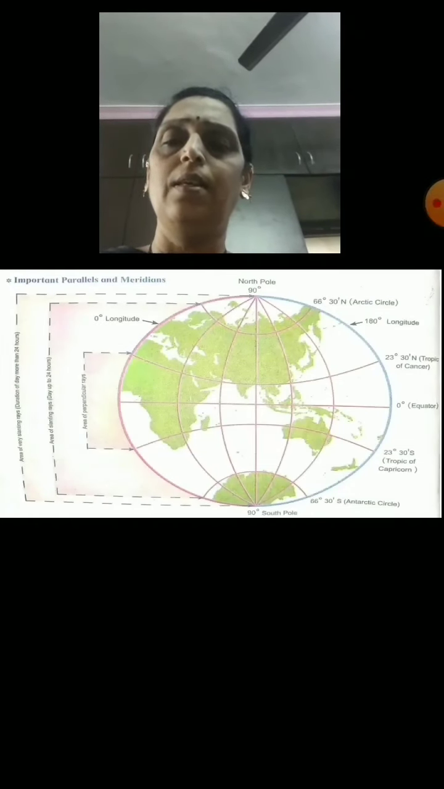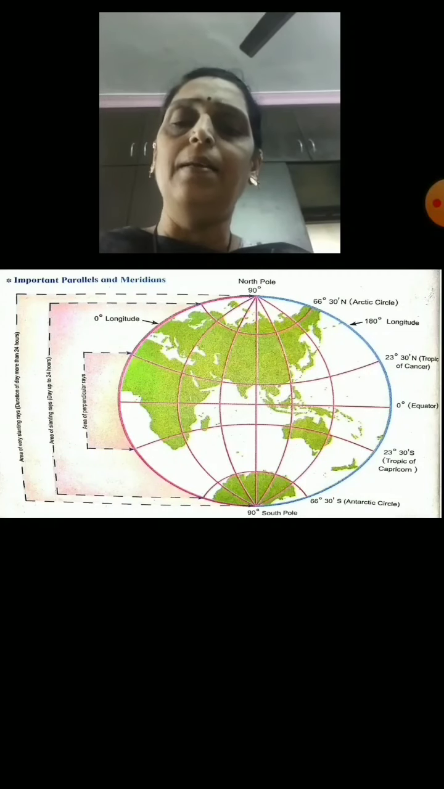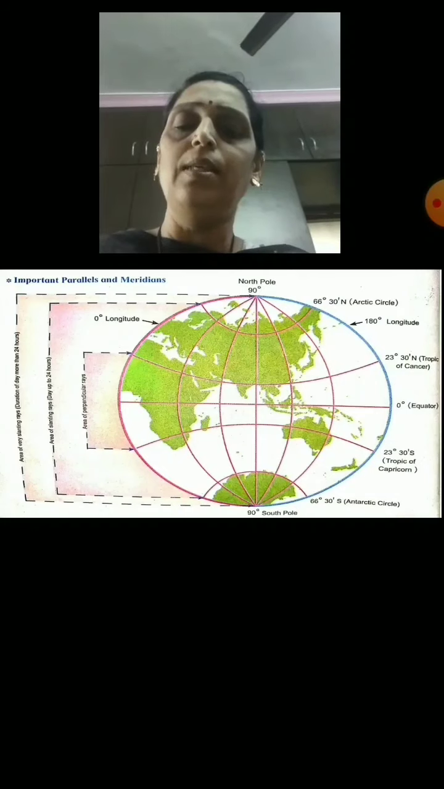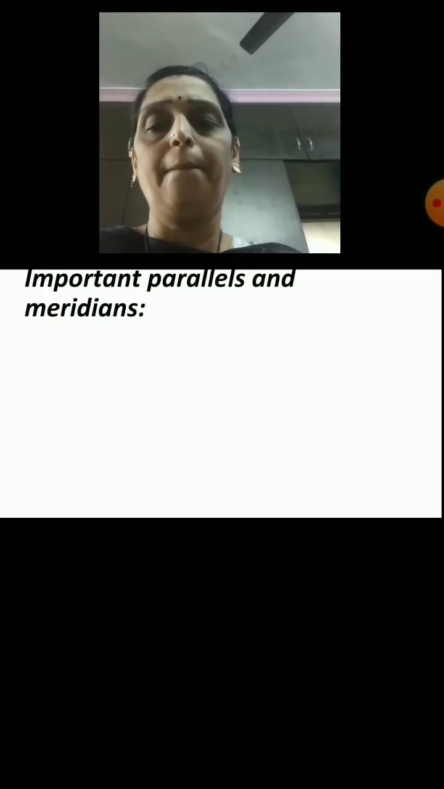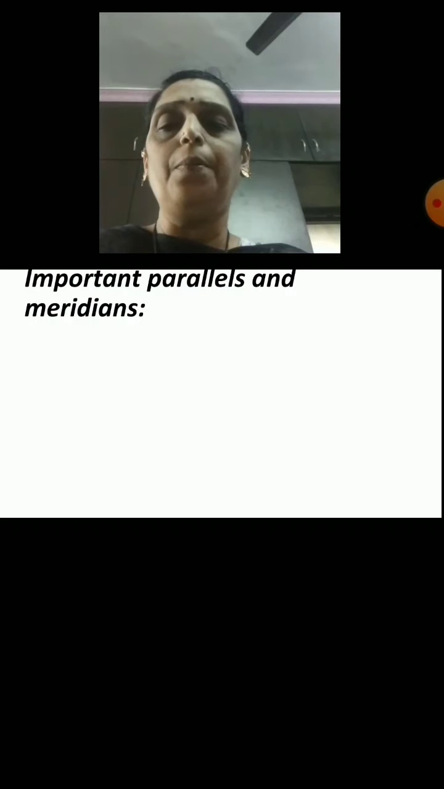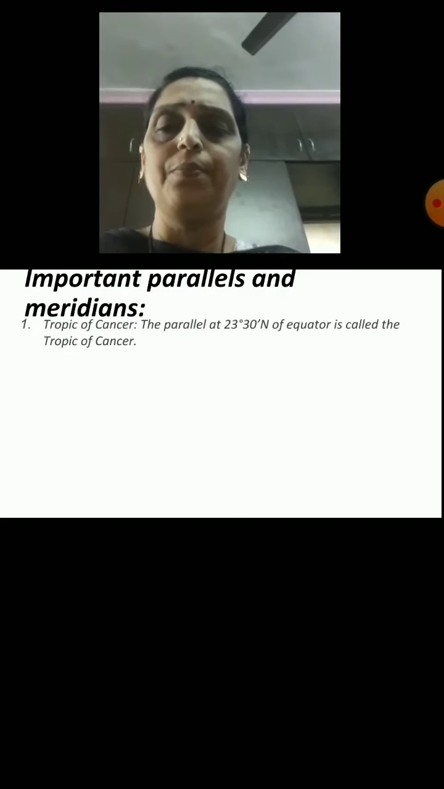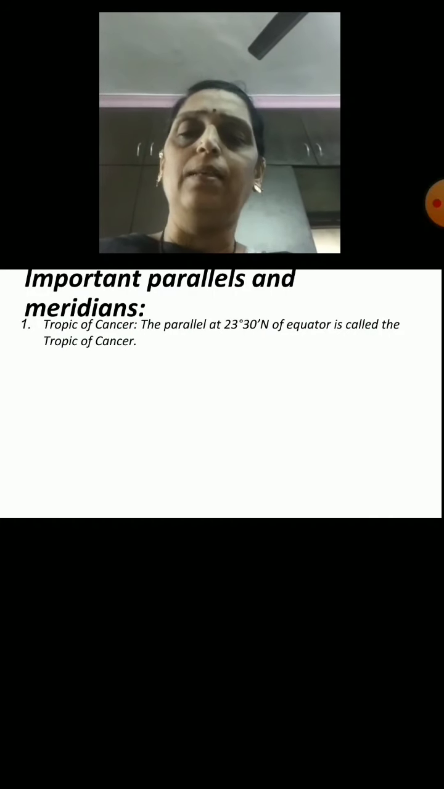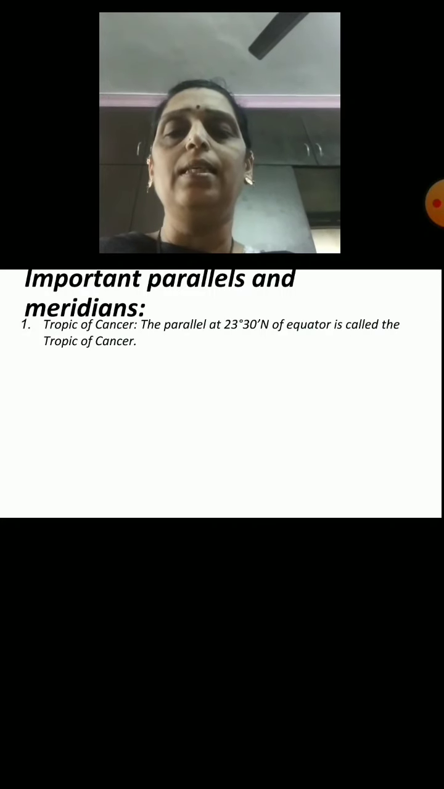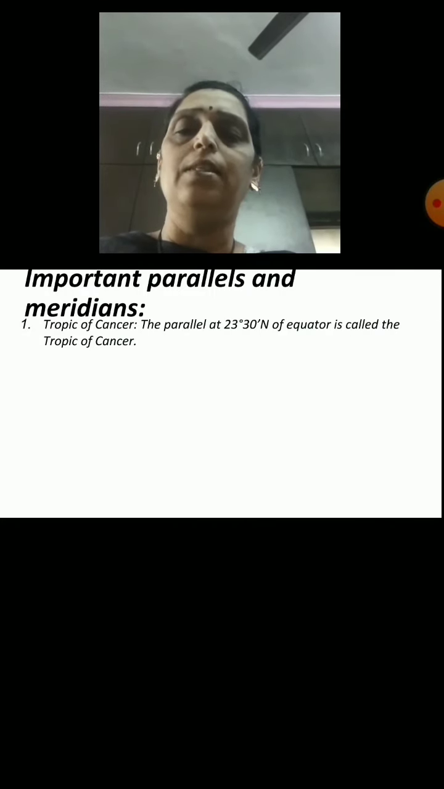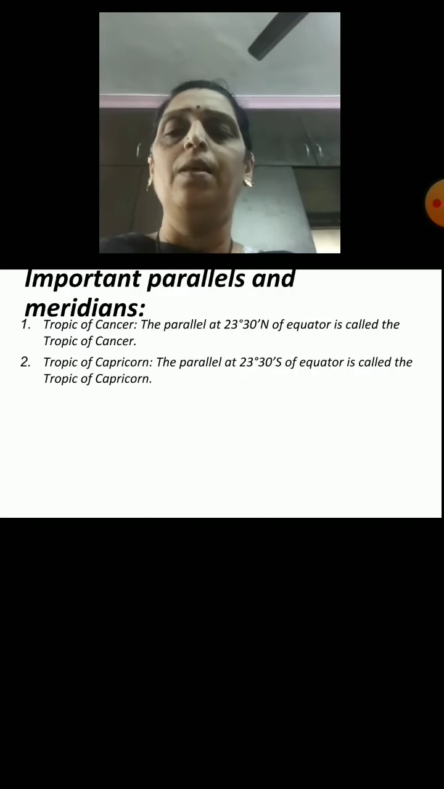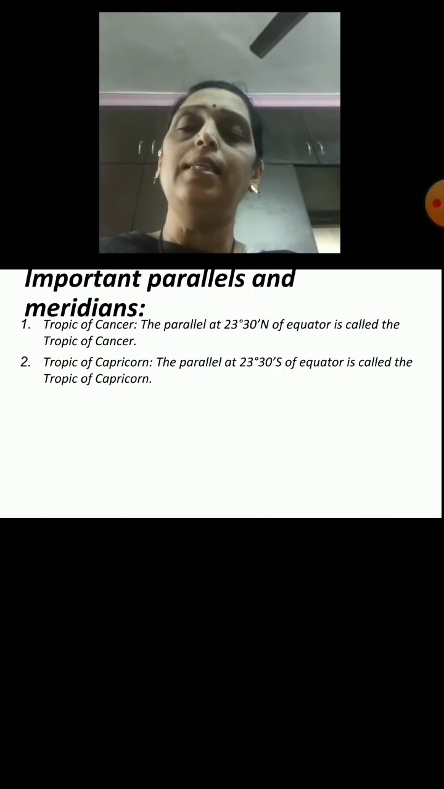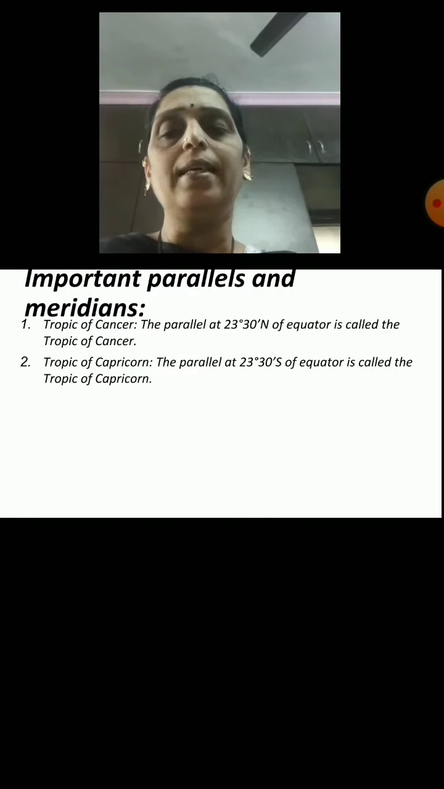Now the next, important parallels and meridian. This figure shows important circles and their degrees. Now let us see in detail important parallels and meridians. Tropic of Cancer. The parallel at 23 degree 30 minute north of equator is called the Tropic of Cancer. Tropic of Capricorn. The parallel at 23 degree 30 minutes south of equator is called the Tropic of Capricorn.